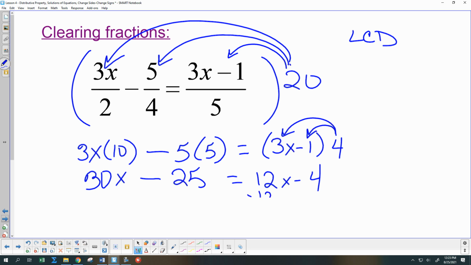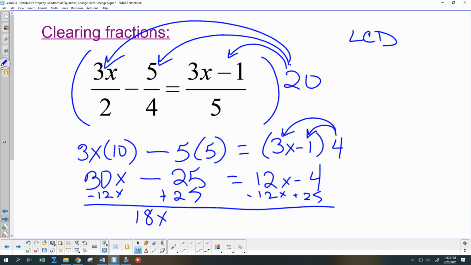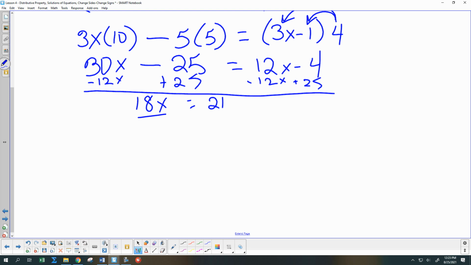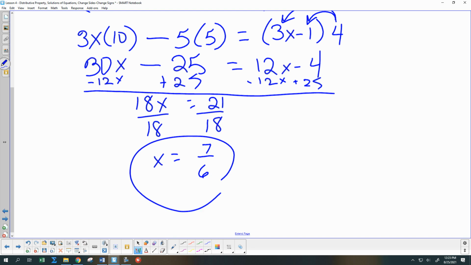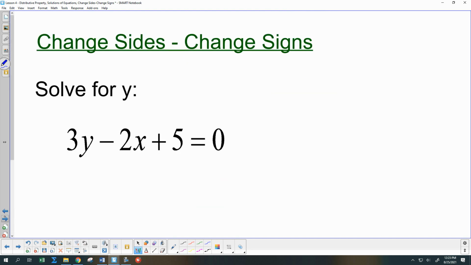So if we subtract the 12x on both sides, we have 18x. Add the 25, and we have 21. Divide both sides by 18, so we just have x. Those are both multiples of 3, so we do get 7 over 6. So great job. Okay, last example.